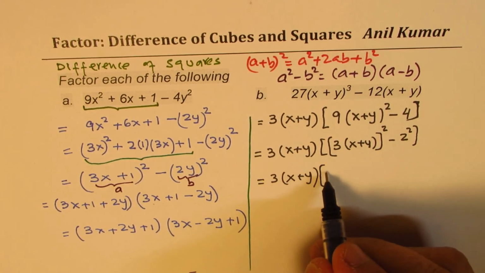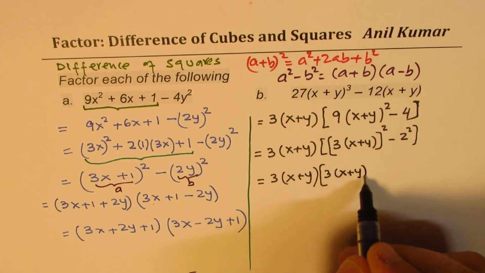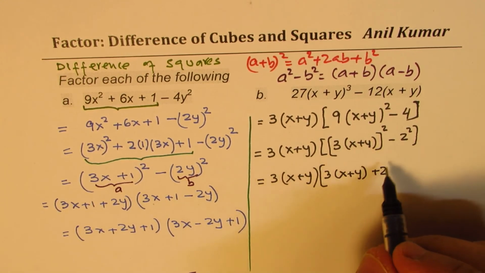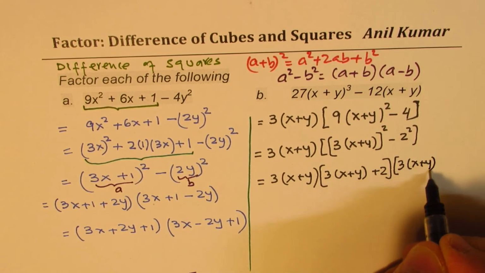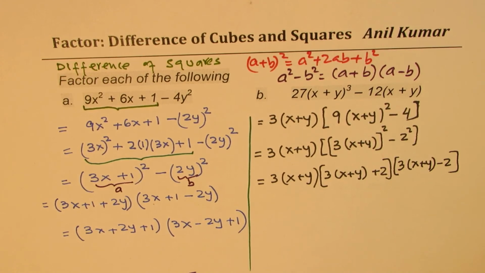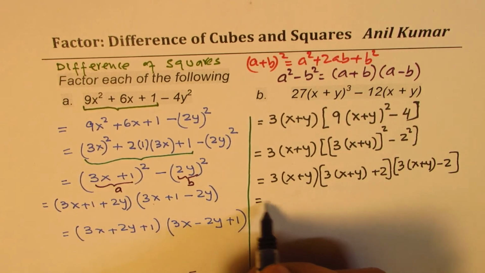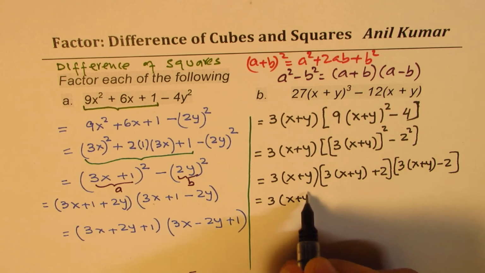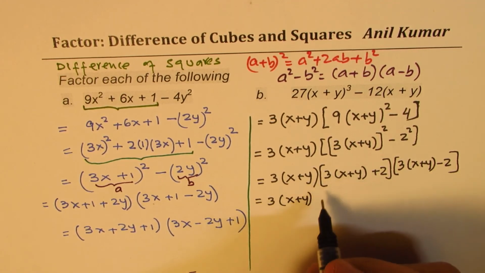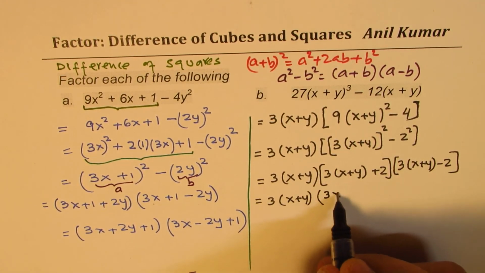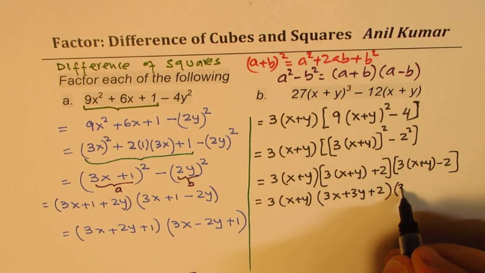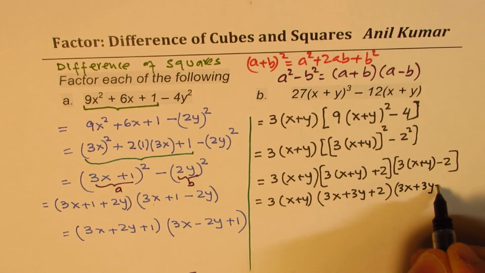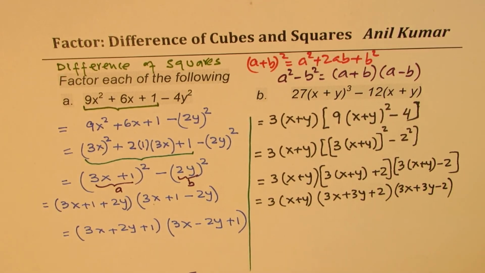So what we get here is 3 times x plus y plus 2, right, times 3 times x plus y minus 2. So that is how we'll factor, right? So we get 3 times x plus y. Here, let's open the bracket. So we get 3x plus 3y plus 2 times 3x plus 3y minus 2. Got it? So that becomes the factor for the given expression.